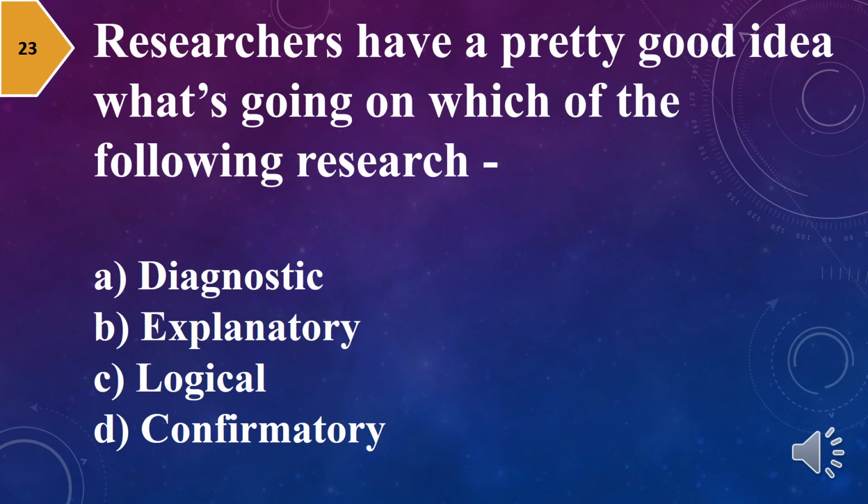Researchers have a pretty good idea what's going on, which of the following research: diagnostic, explanatory, logical, and confirmatory. So the researcher is having a pretty good idea on what's happening. That is, the researcher is confirmed about what is happening and he is doing the research. So option D is the right answer, confirmatory research. In confirmatory research, the researcher will have a pretty good idea on what's going on.